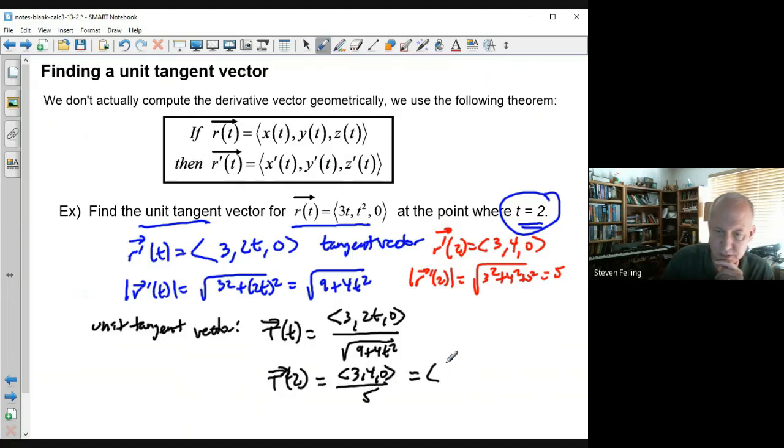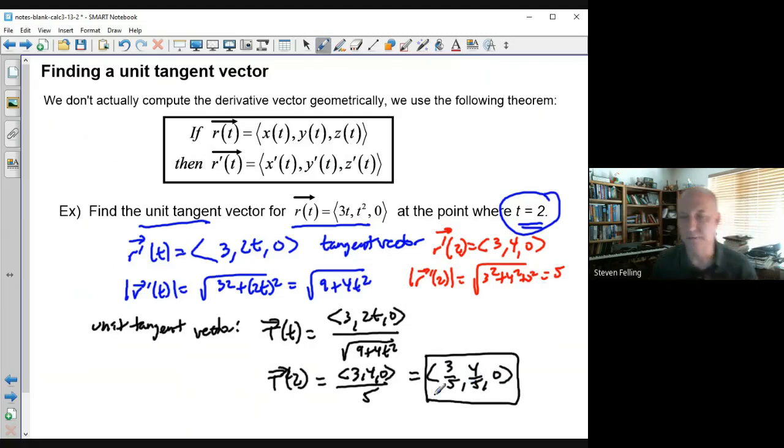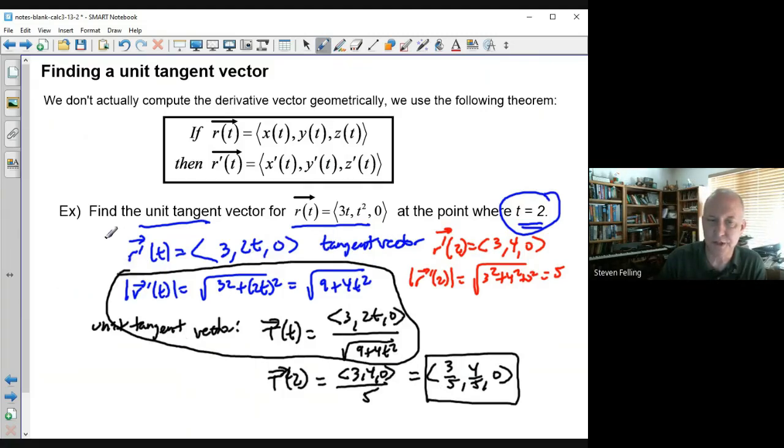So in fact, it would be 3/5, 4/5, 0. This is the answer to the problem, okay? I would probably not even do this part, right? Because if they gave me a t, as soon as I'm done taking the derivative, it's okay to plug the value in and then just work with the numbers.